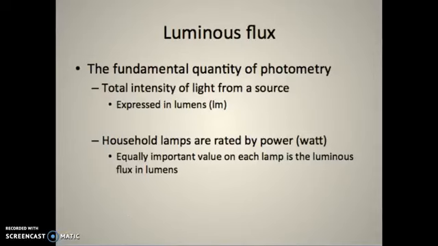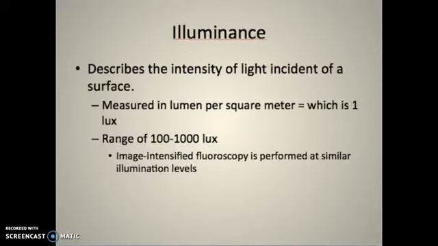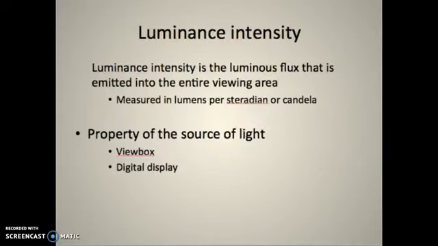so how much light it's actually putting off. Illuminance describes the intensity of light incident on a surface. It's measured in lumens per square meter, which is 1 lux. The range is between 100 and 1,000 lux. Image intensifiers perform at similar illumination levels. So it's important to know the background as to why we have what we have and what we're using as far as light.